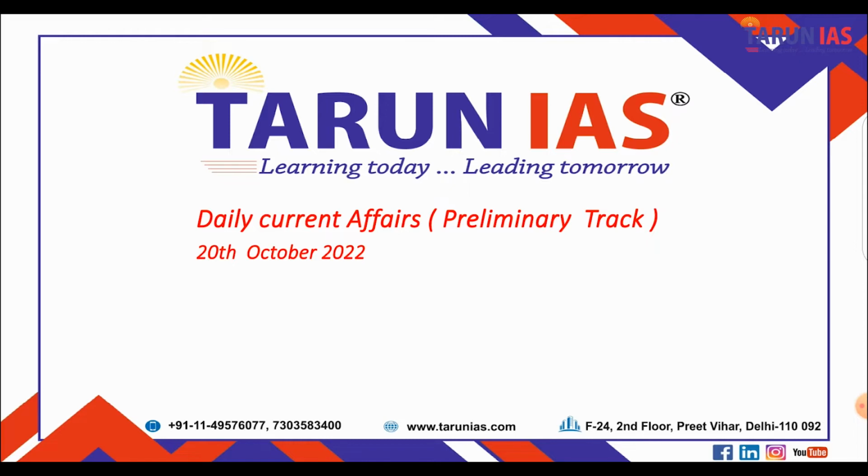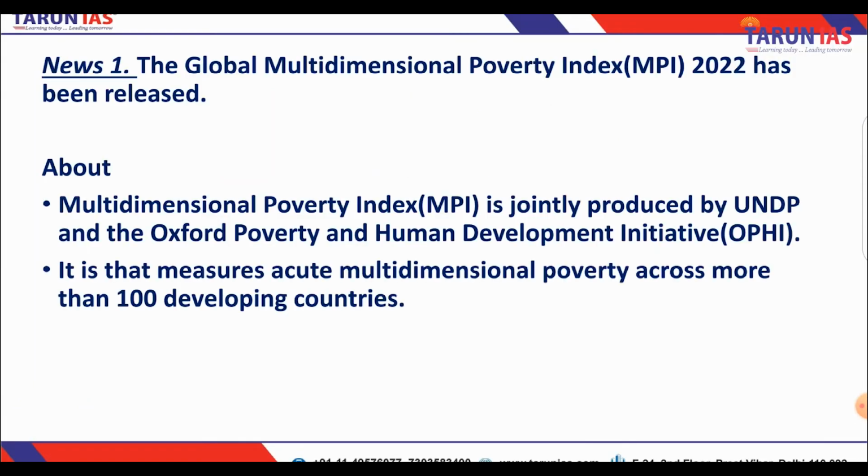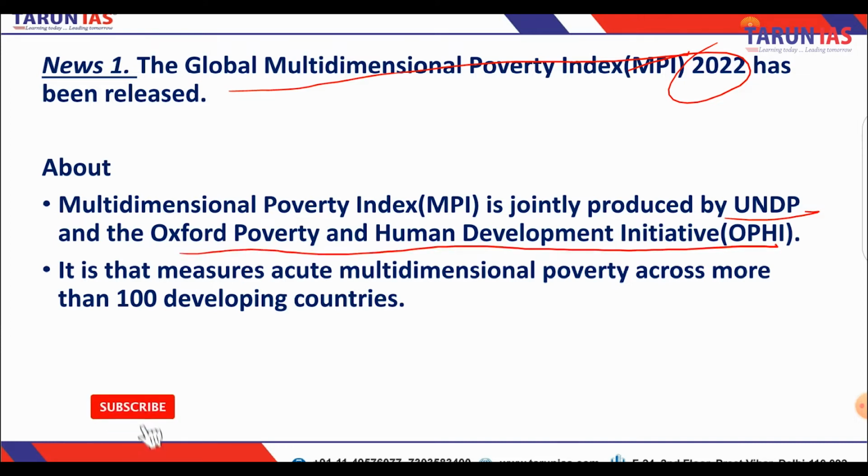So let's start with the first news of the day. The first news is about the Global Multidimensional Poverty Index 2022, which has recently been released. It is jointly released by the United Nations Development Programme and the Oxford Poverty and Human Development Initiative. It measures acute multidimensional poverty across more than 100 developing countries.